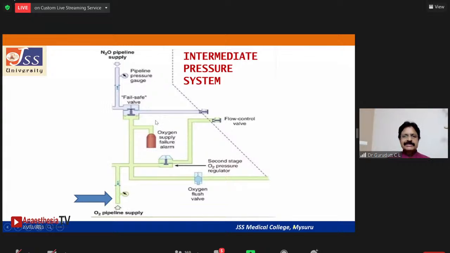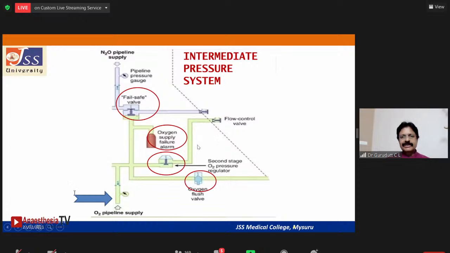The other parts of the intermediate pressure system are the fail-safe valves. In the older machines we had the master-slave regulators, which have been replaced by fail-safe valves in the modern workstations. We also have an oxygen supply failure alarm in the intermediate pressure system, plus the second stage pressure regulator, which is there in GE machines and not there in Draeger machines. And we also have the oxygen flush valve. So let us know more about these individual parts and the questions asked on them.